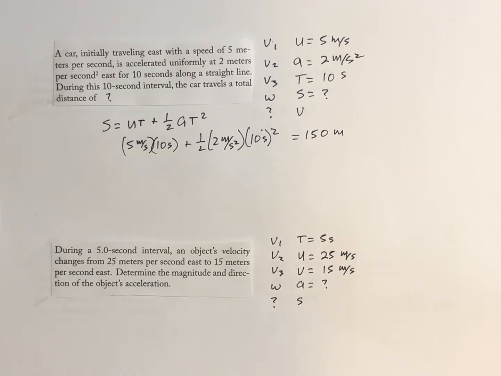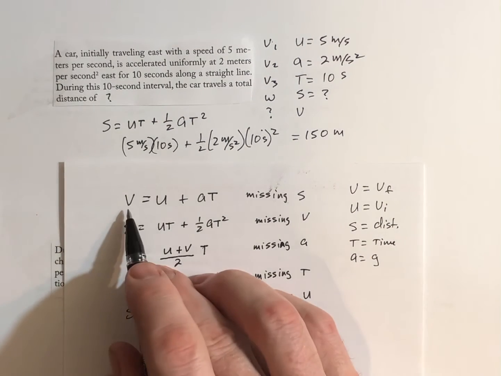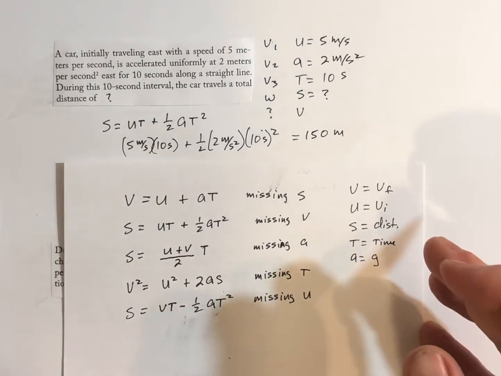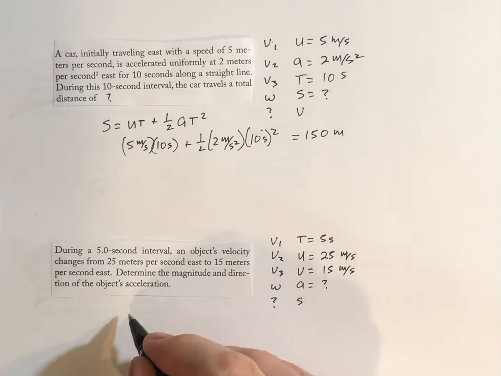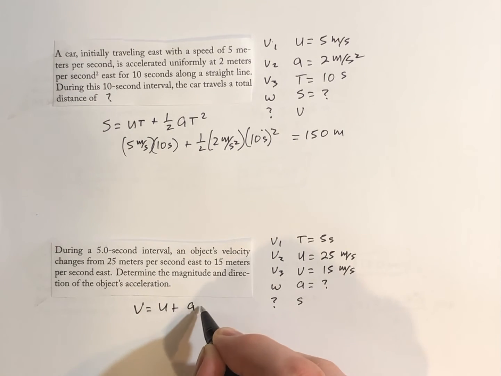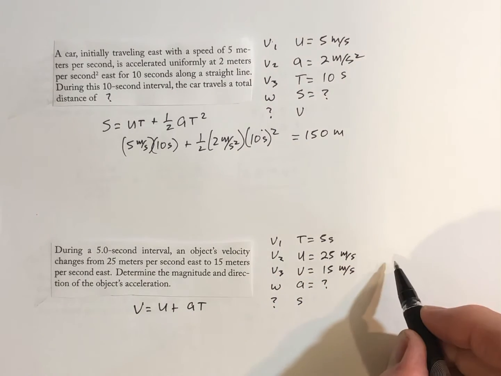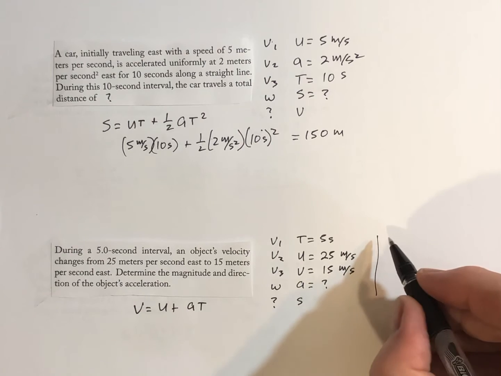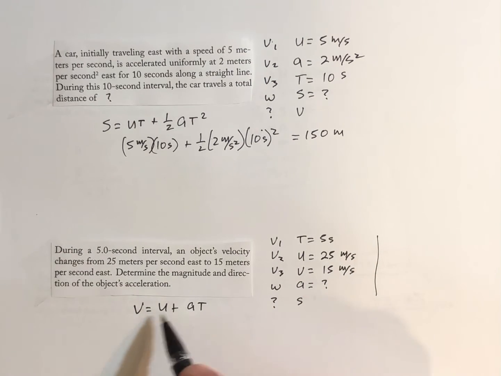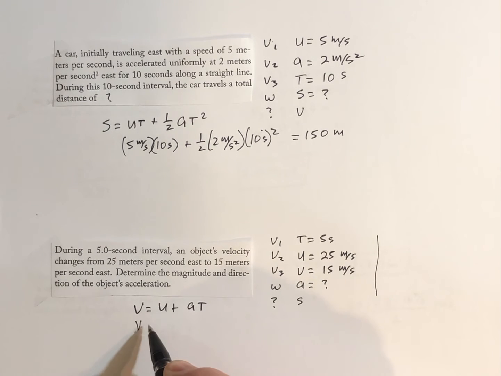Am I missing s? I don't have any distance component in here. What is missing s is that very top one: velocity is equal to u plus at. So that's a simple one. We're going to do v is equal to u plus at. Let's make sure I have enough room on here. I'll put it right over here. I want acceleration, so let's isolate acceleration. In fact, I can just do that right here. We're going to do v minus u divided by t, which should give me acceleration.